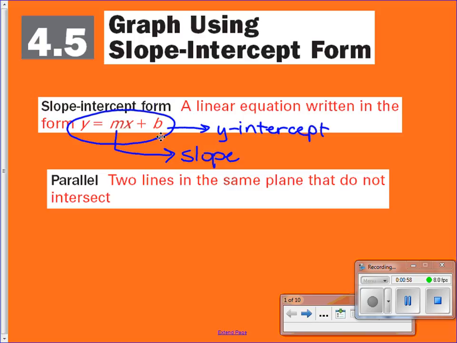Parallel, you guys know what parallel lines mean. It means that there's two lines that never ever intersect. Now, here's something you may not know, is that two parallel lines will always, always, always have the exact same slope, where the value of m in the slope-intercept form will be the exact same value.